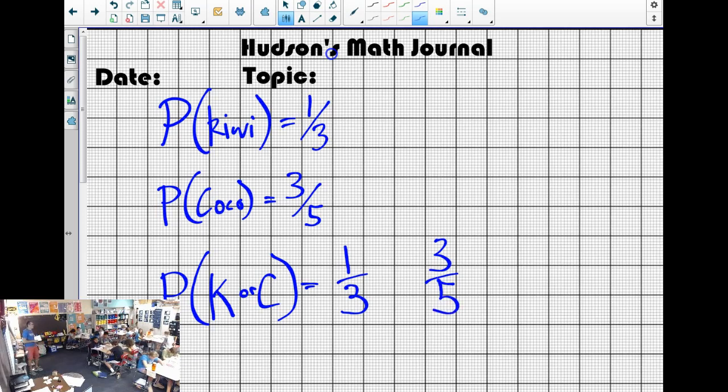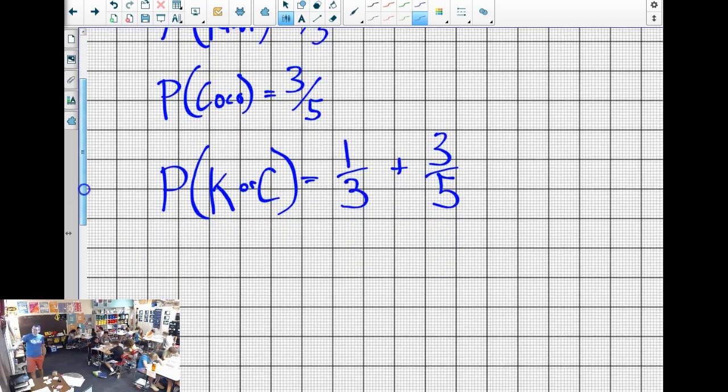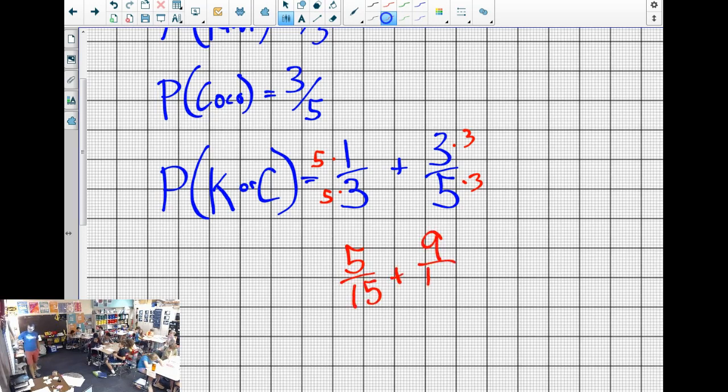What do I do with these probabilities since it is "or"? You add them. Do we have a common denominator? No. What's it going to be? 15. That's a nice common denominator with 3 and 5. So multiply by 5s over here, multiply by 3s over here. And we get.